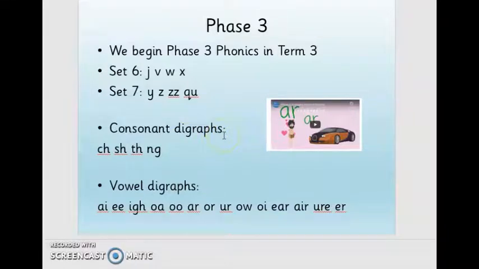Now, digraphs are basically when you have two letters that come together, but they make one sound. So, for example, this digraph here, it wouldn't be a c and an h anymore, because when you see these two letters together, it makes one sound, which is ch. Okay? Now, I remember when I was training as a teacher, that some of these, when you look at them, you're not necessarily sure what they are. So there is a video on our class page where it explains all of the different sounds that you can look at to support you with recognising these at home with your child.